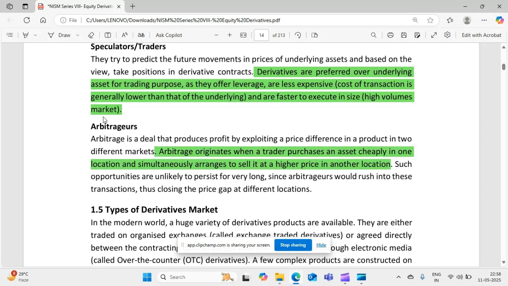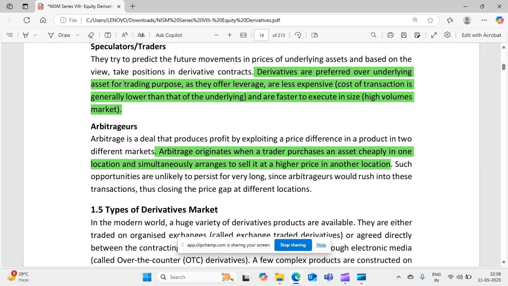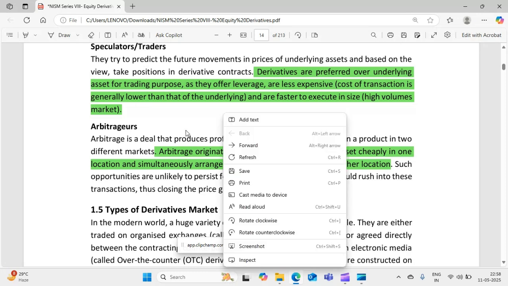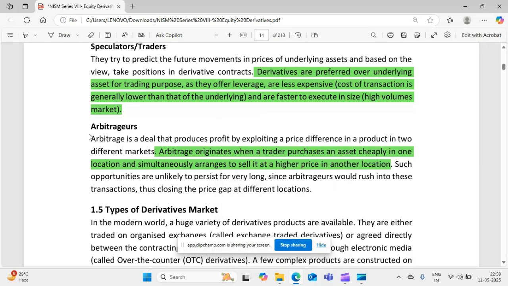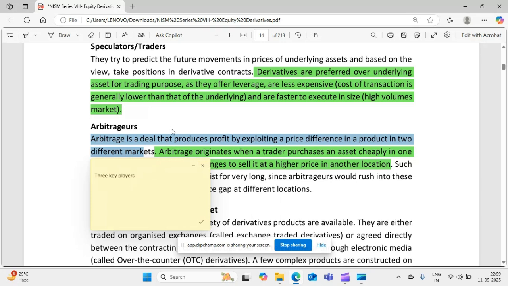So what are the three key players that we need to know? One, what we have already defined, the hedgers. The second is the speculator, and the third is the arbitrageur. All these three we must know. Why should we know them? Because if we know them, we will understand not only who they are but what role they play for us. This is a note that you should make, and we have already seen their roles. So let us move to the next point.